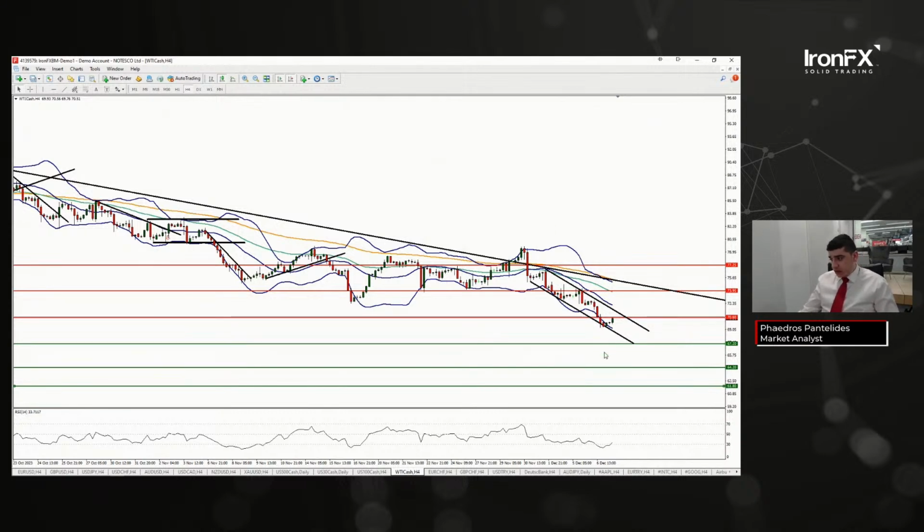Next target for the bears, 67.20 and then 64.20 for S2. For a bullish outlook, breaking above R2. Sideways remaining between S1 and R1.